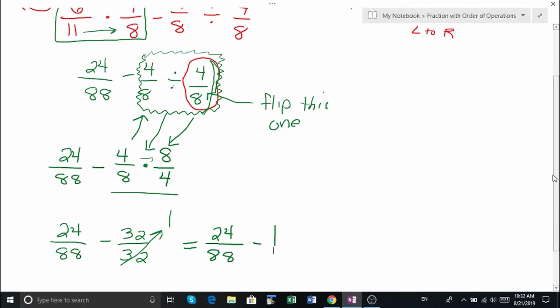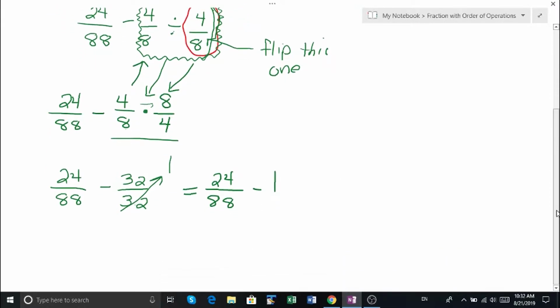All right, whenever you're trying to subtract two fractions, they have to have the same denominator. But here, 24 over 88 has a denominator of 88, and technically 1 has a denominator of 1. A lot of times whenever we have a whole number, we do not write the denominator 1 under it because it's understood, but it's always there.